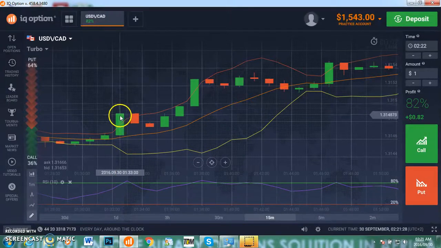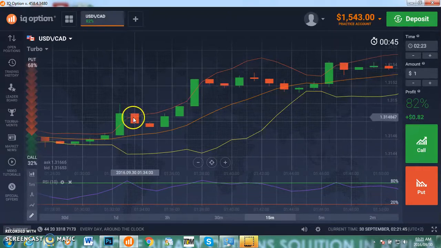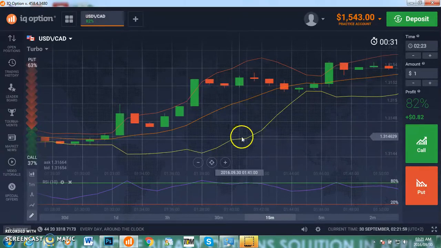Now the candle is pushing on the Bollinger Bands, breaking out of the Bollinger Bands, and at the same time it is also breaking out of the RSI, which gives us a signal that the next candle is going to be red, which means it's going to go down. So as soon as this candle is 2, 3, 4, 5 seconds from jumping to the next one, we are going to place a put.